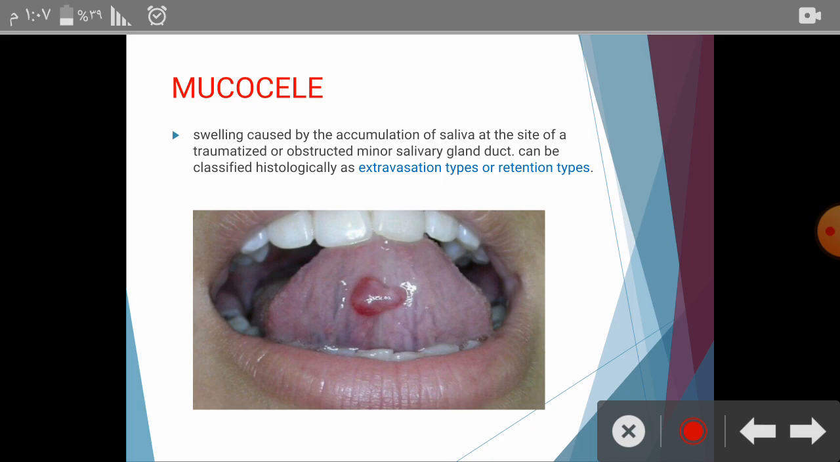This causes swelling. The retention type is caused by obstruction of the minor salivary gland duct, often by a sialolith or tumor. The block of saliva flow results in accumulation of saliva and dilation of the duct.